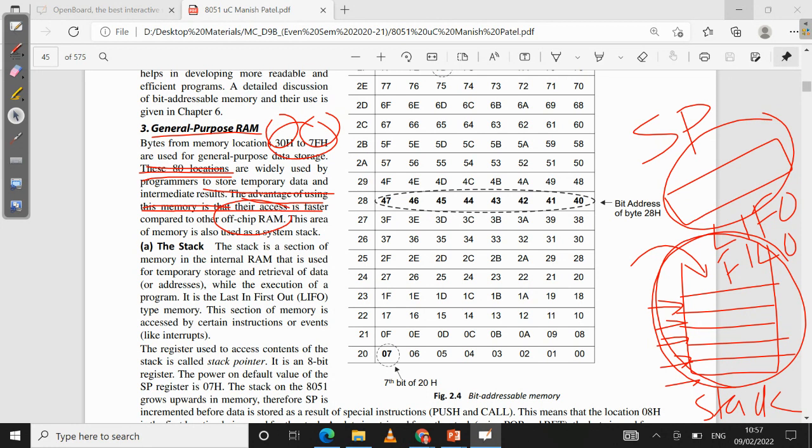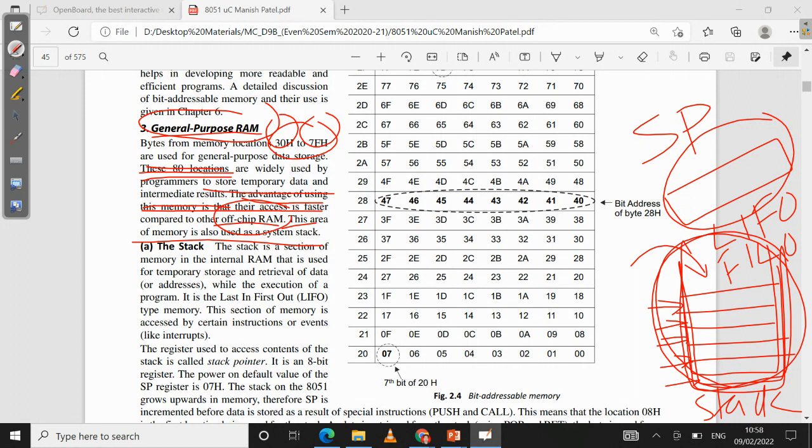So this general purpose RAM is used to store temporary data or intermediate data, and this is helpful for the 8051 to access the data because it is faster to take the data from the internal RAM as compared with the off chip RAM. Off chip RAM का क्या मतलब होता है? External RAM. Now this area of memory is also used as a system stack. तो ये जो मैंने stack बताया था ना, ये जो stack है that can be also available in the general purpose RAM.